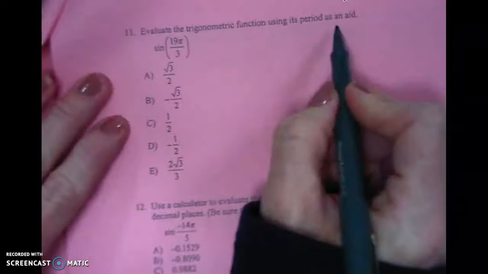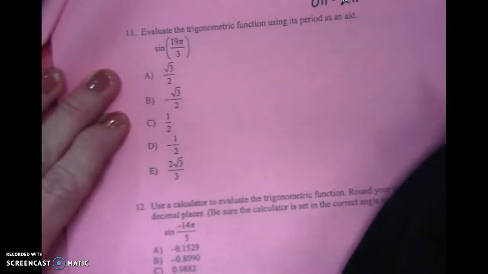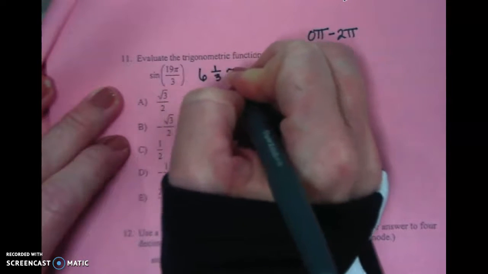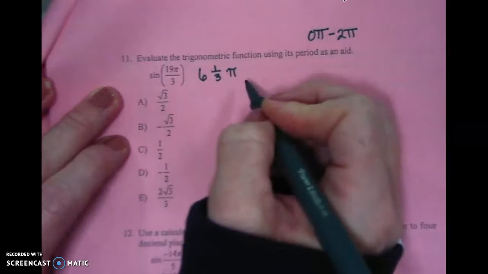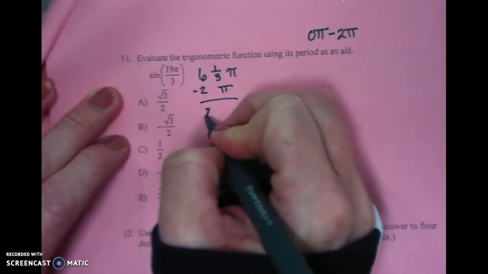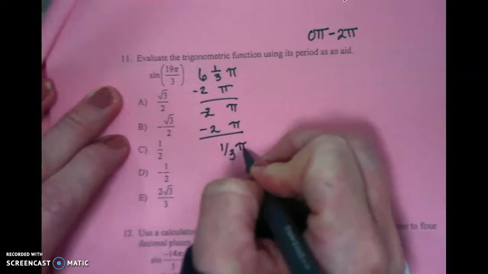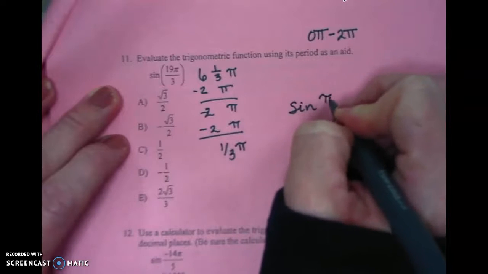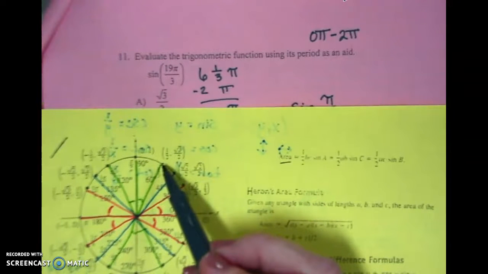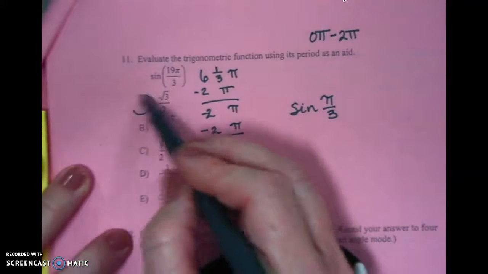2. Evaluate using period as an aid. This is when we want it to be between 0 pi and 2 pi. So 3 goes into 19. This is the same as 6 and 1/3 pi. 6 and 1/3 pi is not on the unit circle, so I need to keep taking away 2 pi's until I get into the unit circle, which is 1/3 pi. So now I need to find the sine of pi over 3. So when I use my unit circle, pi over 3 is right here at 60 degrees. Sine is my y value, and I have the square root of 3 over 2.